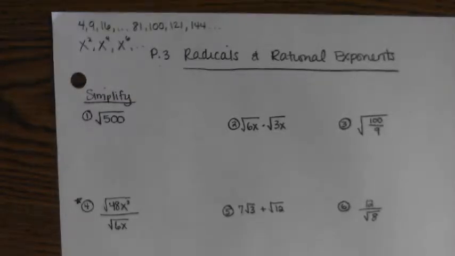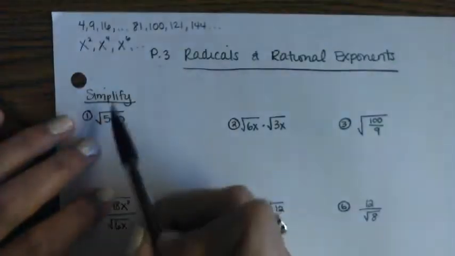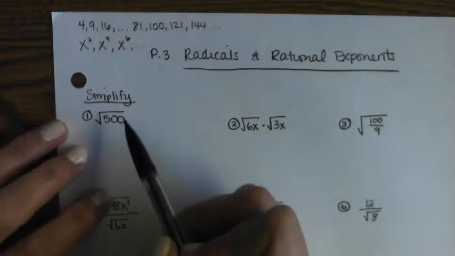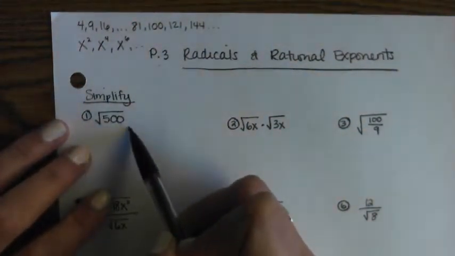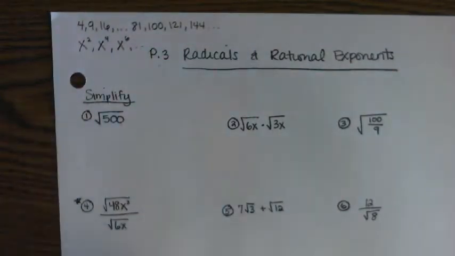Okay, so when we're simplifying, the way I write it might be different than the way you're comfortable with from your past experience, which is fine. You can do whatever works for you. Root 500, you always want to find the biggest perfect square that goes into that, okay? If you don't, you're just going to have a couple different rounds of simplifying that's necessary.